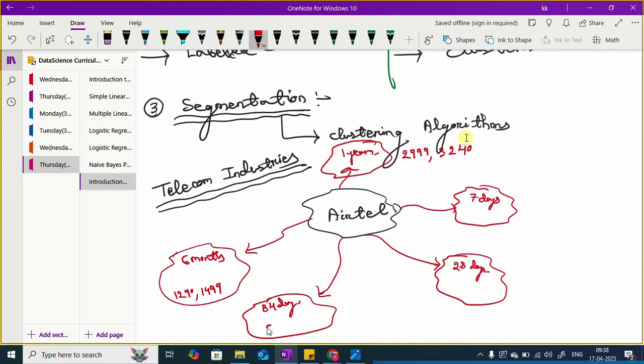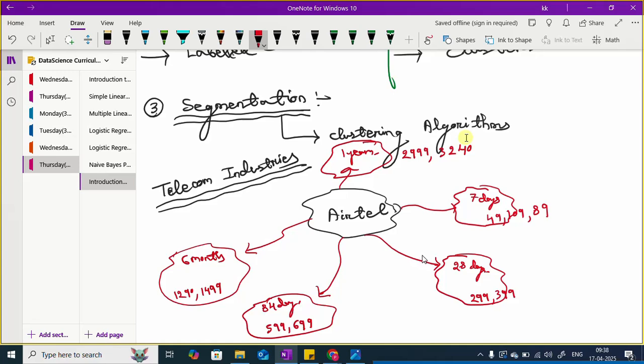For 3 months, it may be 599, maybe 699, based upon the different vendor, different service provider. For 28 days, it may be 299 or 399, something like this. For 7 days, it may be 49 rupees, or maybe 109, or maybe 89. So people who cannot afford a 1 year, 6 month or 84-day recharge, maybe they can go for 7 days, or at most a 1 month recharge. So based upon this recharge capability, I can identify the financial condition of a particular person.